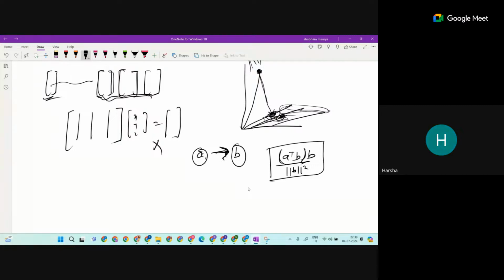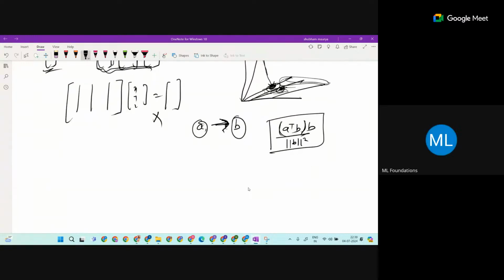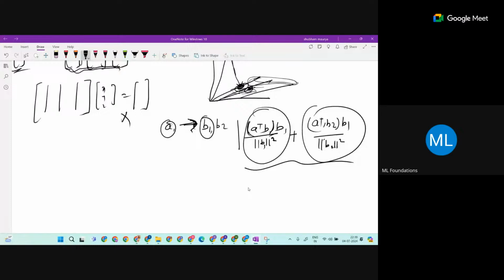If B is a subspace spanned by 2 vectors V1 and V2, how do we do it? In this case, suppose we project on B1 and B2. First find the projection on B1, and add the same with A transpose B2 divided by the norm of B2 squared. Yes, the square is there. So this is going to be the projection, done separately.